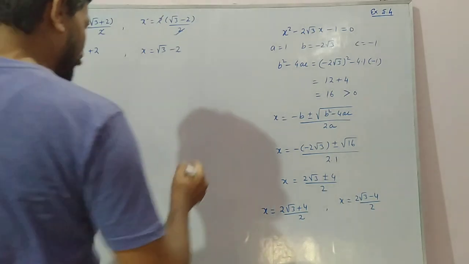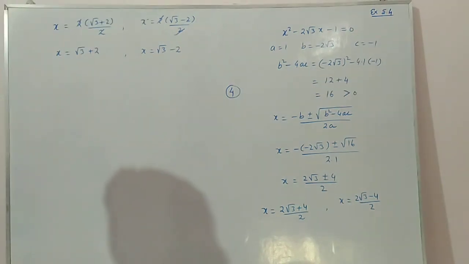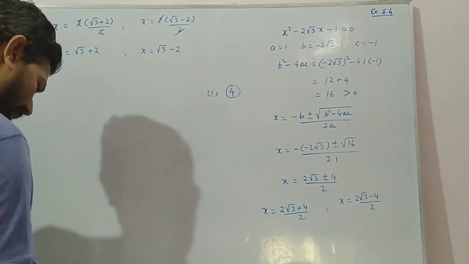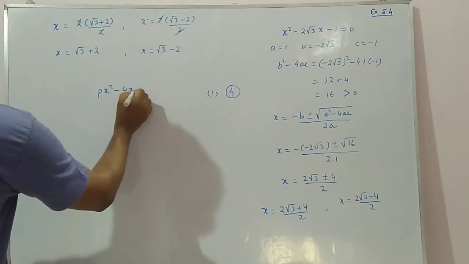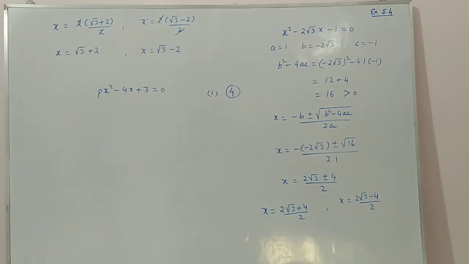Next, in question number 4, what is given here? Without solving the following quadratic equation, find the value of p for which the given equation has real and equal roots. Now see here, we have to find the value of p. The quadratic equation is px square minus 4x plus 3 equal to 0. Here we don't have to solve it. The roots are given to be real and equal. We have to find the value of p.